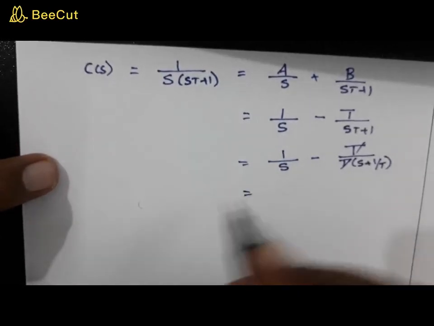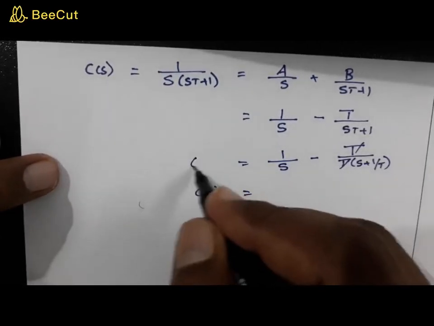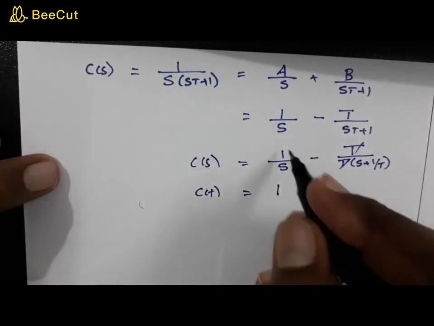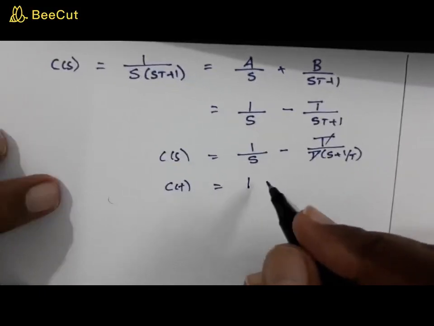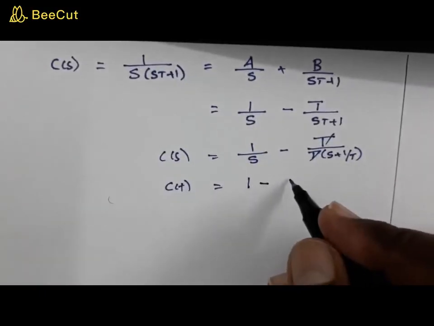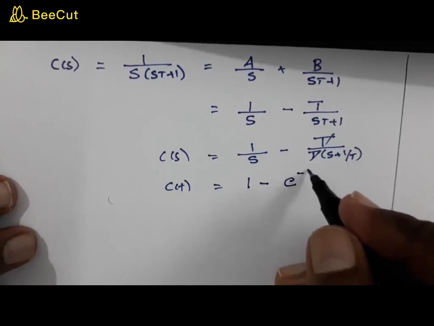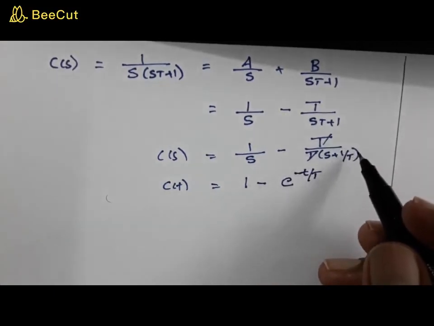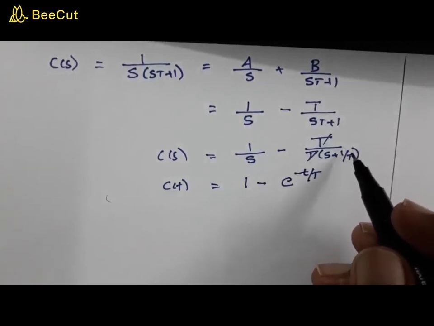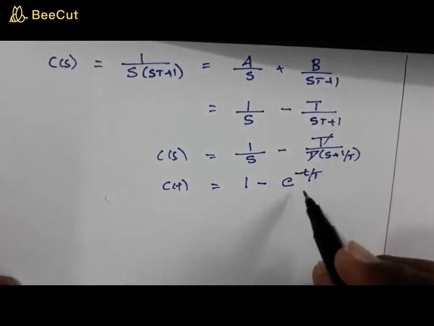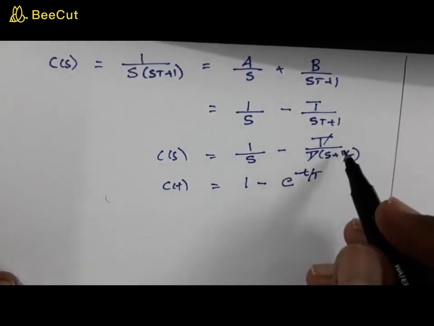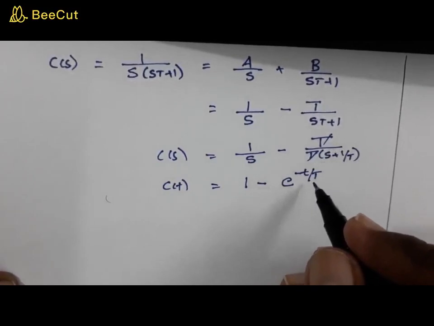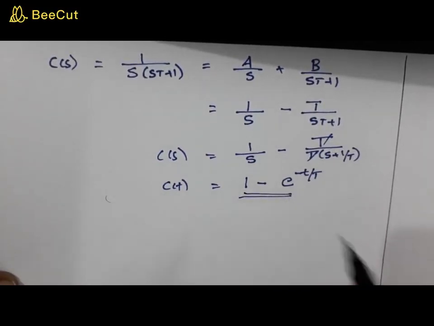So you can write this as, so when you can find out C of t, so this is your C of s. Taking the inverse, you will get 1 by s as u of t, or you can put that as 1 in the time domain, 1 minus e raised to minus t by capital T. Okay, 1 by s plus 1 by t. You may just recollect, or you may just refer my signals and systems note. So there you can find the inverse of 1 by s plus 1 by t to be e raised to minus t by t. Okay, so this is your C of t.